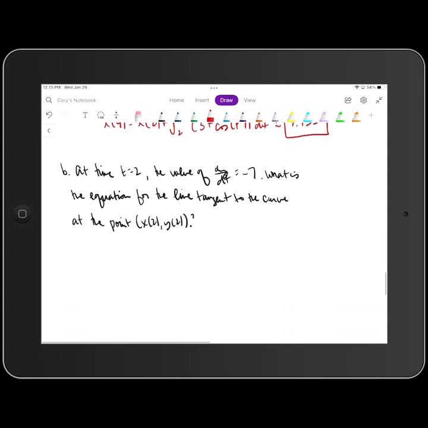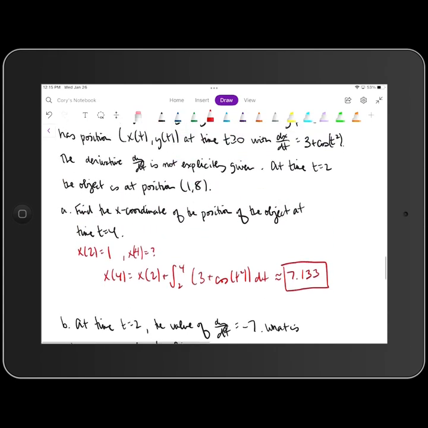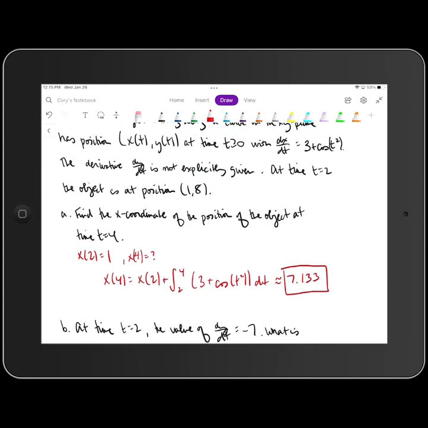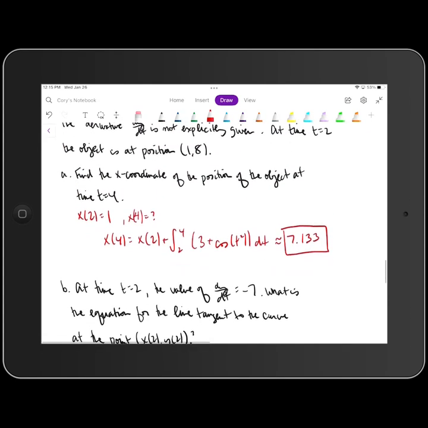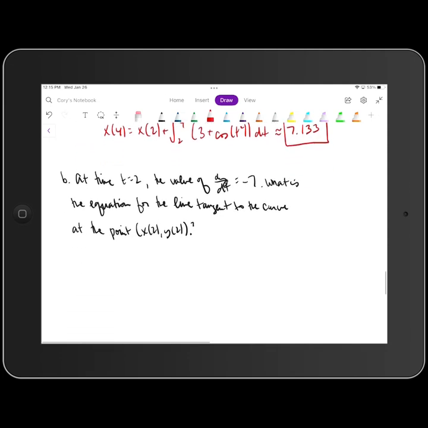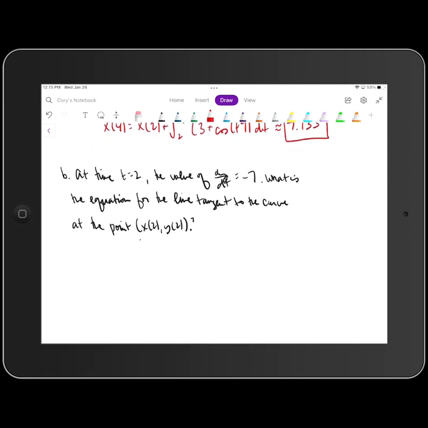Okay, so again, if we want to find the tangent line equation, the 2 pieces of information that we need are the slope of the tangent line and the point of tangency. The point of tangency I think is easy to calculate. We're told at time t equal to 2 the position is (1, 8). So we know x of 2 is 1, y of 2 is equal to 8. So that is our point of tangency.